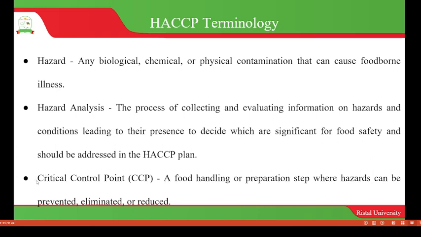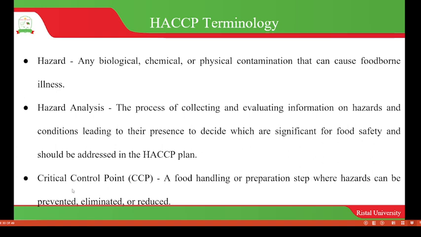The next term is critical control point. A critical control point is a food handling or preparation step where hazards can be prevented, eliminated, or reduced. So there are always steps where hazards can be prevented, eliminated, or reduced. And the application of this depends on the hazard which is present, because sometimes the hazard which is present may be one which is not harmful, or not significant for food safety. So we can ignore it instead of preventing it.